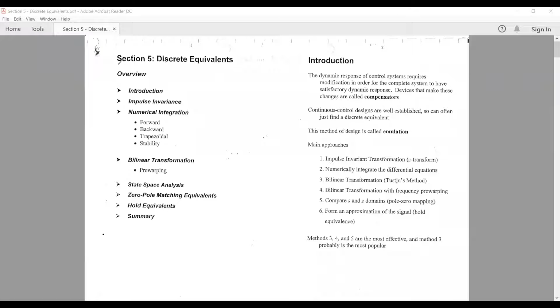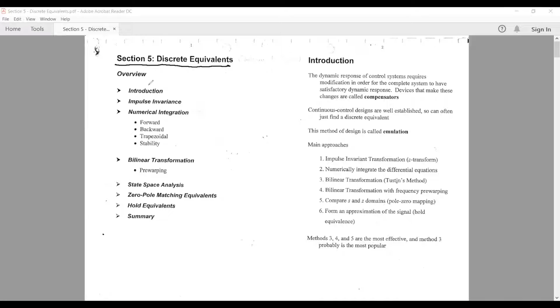Hello and welcome to section 5 on discrete equivalence. So in this lecture we are going to look at methods of converting a controller or a compensator from a continuous domain into a discrete domain.